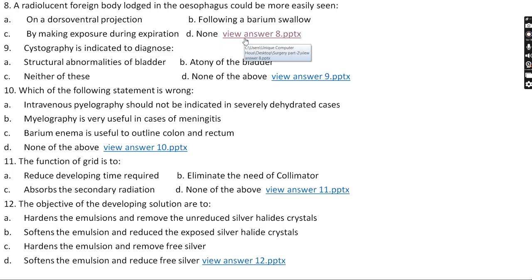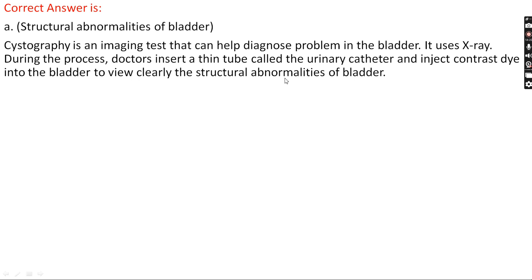Question number 9. Cystography is indicated to diagnose: option A, structural abnormalities of the bladder; option B, atony of the bladder; option C, neither of these; option D, none of the above. The right answer is option A, that is structural abnormality of the bladder.